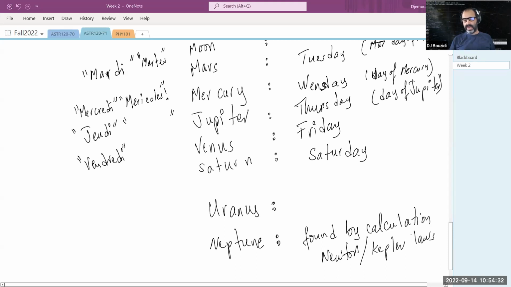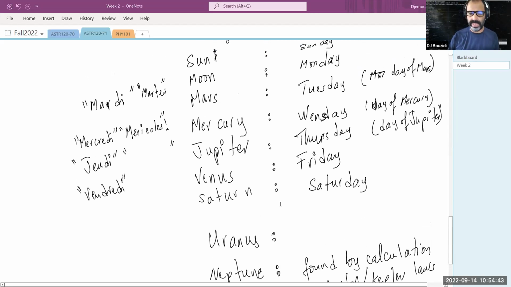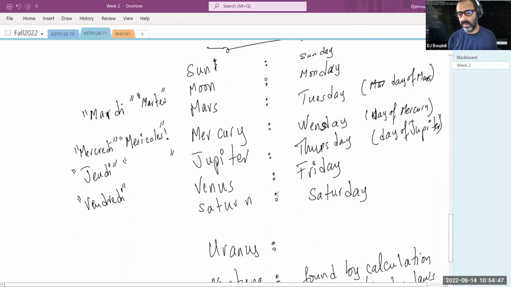That's Neptune. But Uranus was discovered by Herschel, who, after several days of looking at it with a telescope, noticed that there is actually another planet. That's how he found it. Okay. So those are the other two planets that are not part of the naming, because they were not known when the weeks were devised. So those are basically the days of the week as related to the objects that move around the sky.